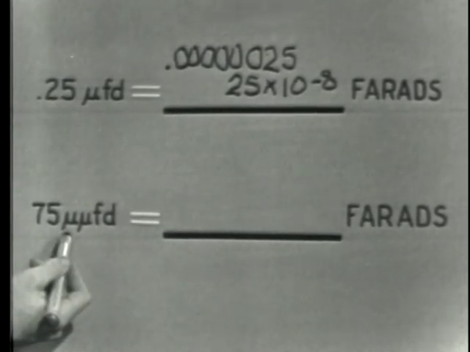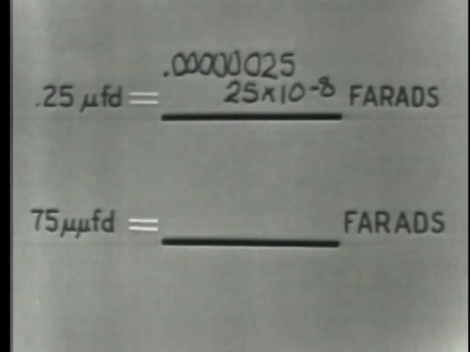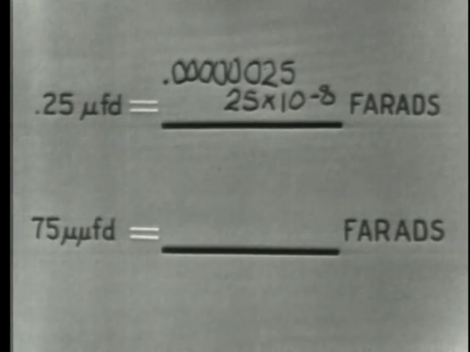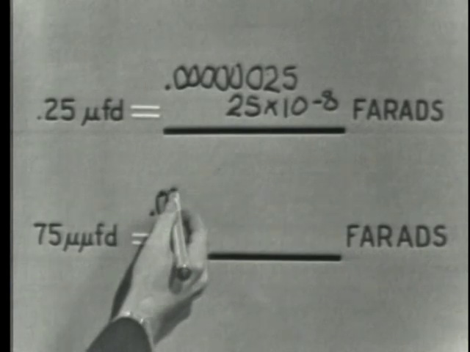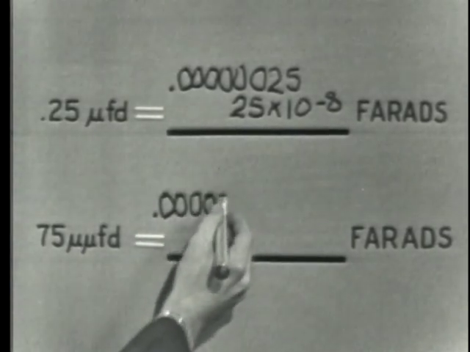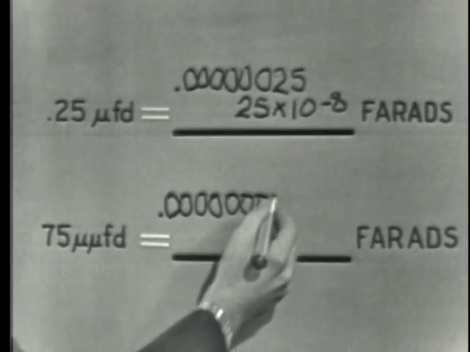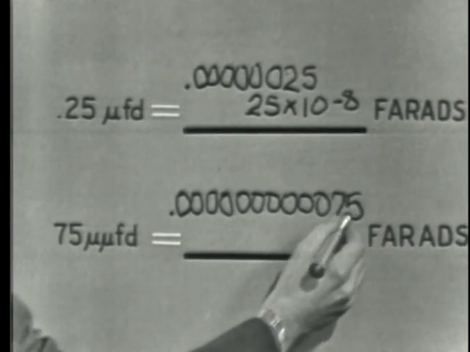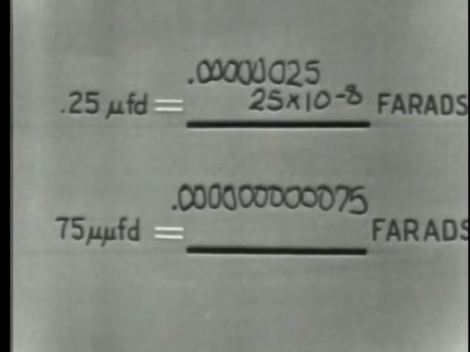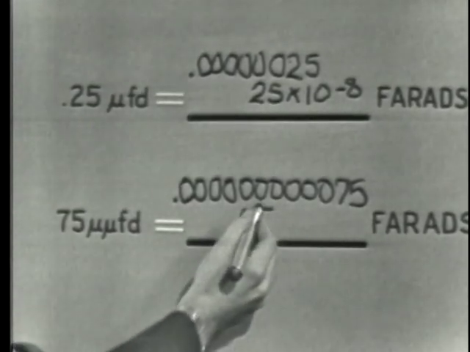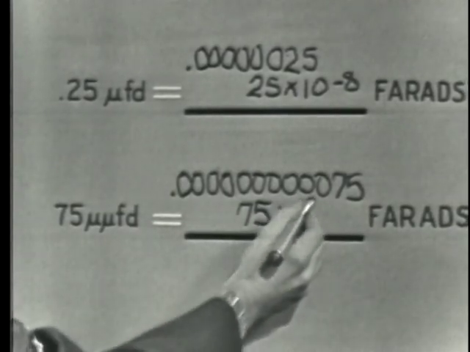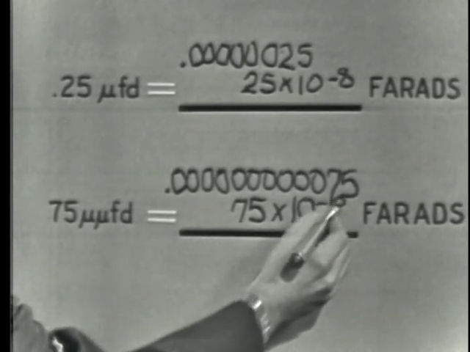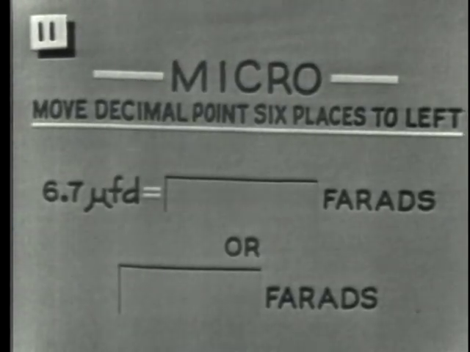Now, in this one, we must move the decimal point 12 places to the left because it's in micro-microfarads. You can write it the hard way like this. Or the easy way, using the powers of 10, like this. Either way is correct, but using the powers of 10 is, of course, the easiest. Try this one. Put your answer in space number 11 on your response sheet.